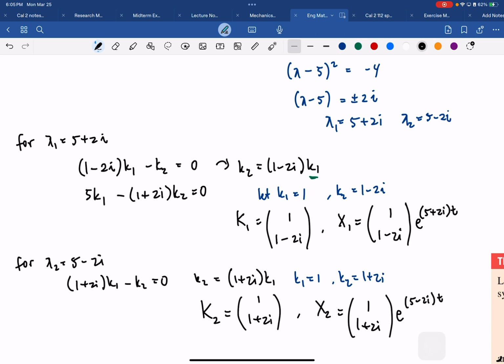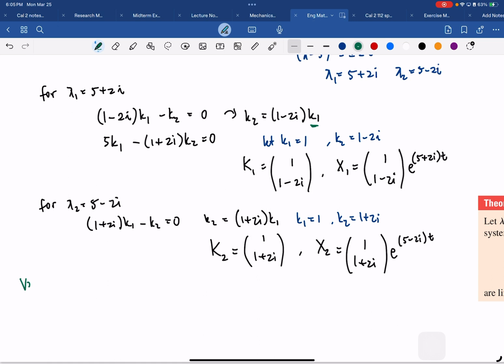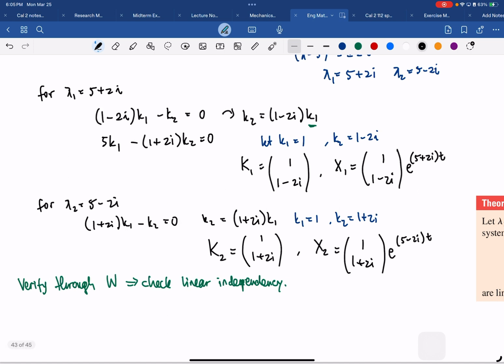And this, I think we can also verify through the Wronskian. The Wronskian is how we check linear independence using Cramer's rule. So we have the general solution, C1 and C2.